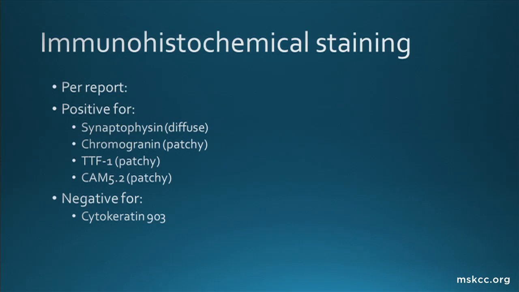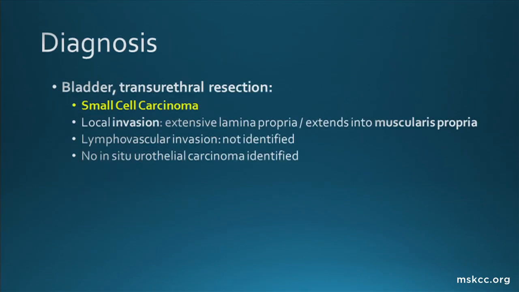And so at the outside institution, they performed immunohistochemical staining, not surprisingly given the morphology, neuroendocrine markers, TTF, and AE1/AE3, CAM 5.2, and they diagnosed small cell carcinoma within this bladder TUR specimen, and they noted that there was extensive lamina propria invasion extending into muscularis propria. Importantly, they didn't identify any in situ urothelial carcinoma in this TUR specimen.